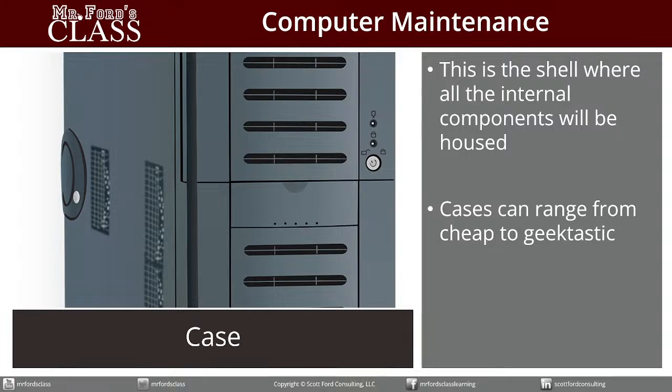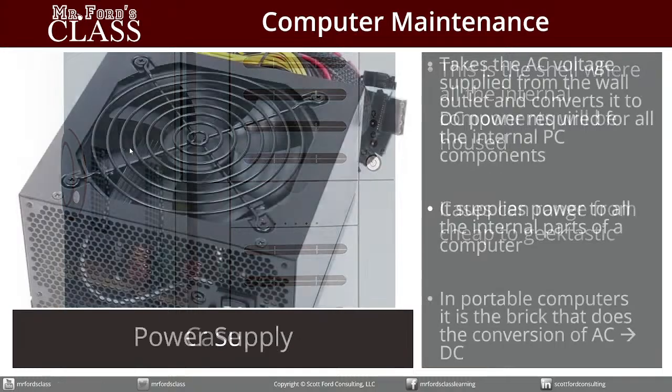Then we have, of course, the case. Cases come in form factors. You'll learn all about form factors when we start talking about motherboards. Cases can be very basic. So, for example, I've got 4 basic cases in my classroom. These are, I want to say, about 50, 60 bucks to buy the case. And you can go really crazy with some of the more expensive cases that are out there.